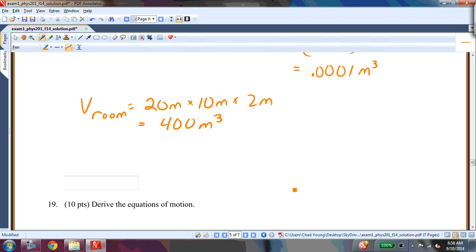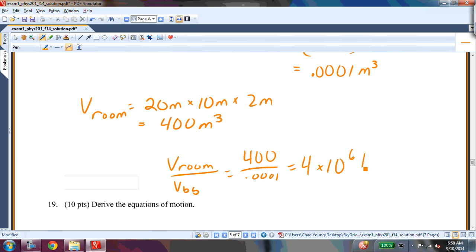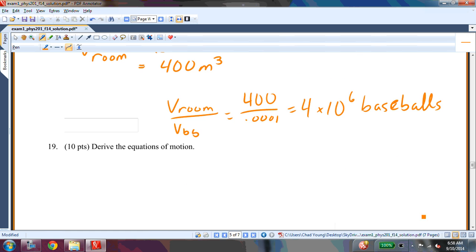And then to find the number of balls, I say the volume of the room divided by the volume of the baseball is equal to 400 over 0.001. You get 4 million, 4 times 10 to the 6 baseballs. That's a lot of baseballs. You might have gotten anywhere from 1 million to 10 million, depending upon how you did this.